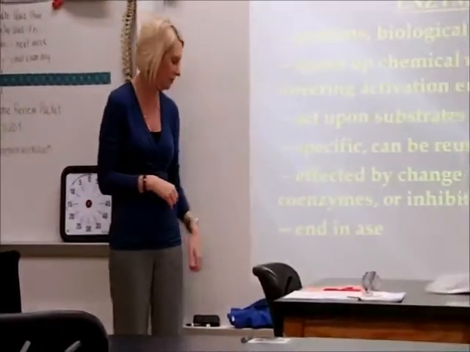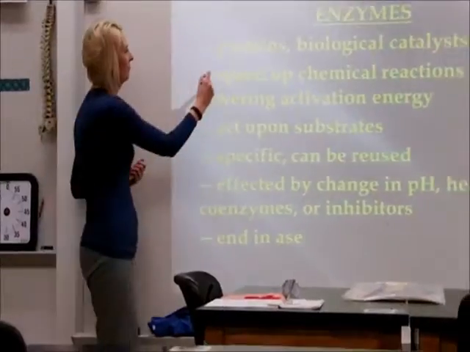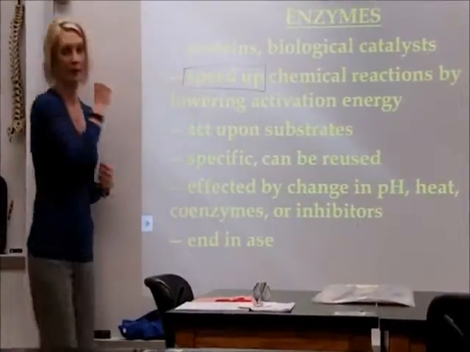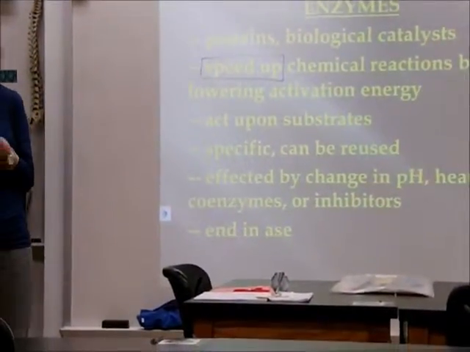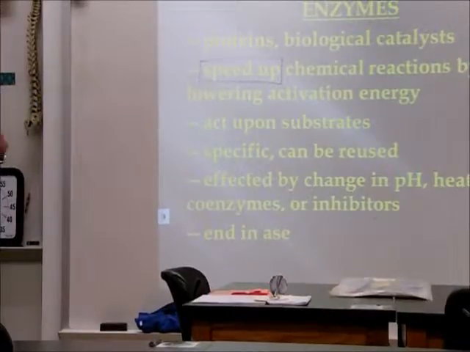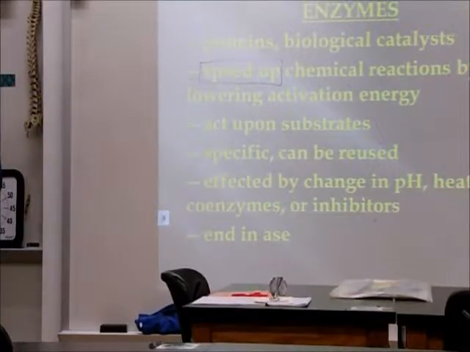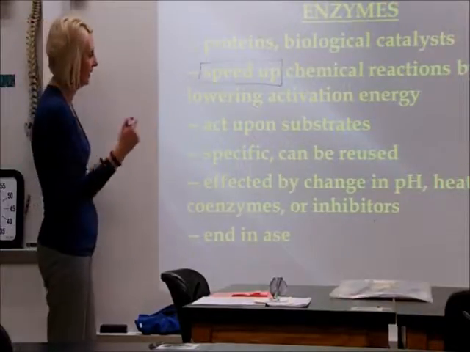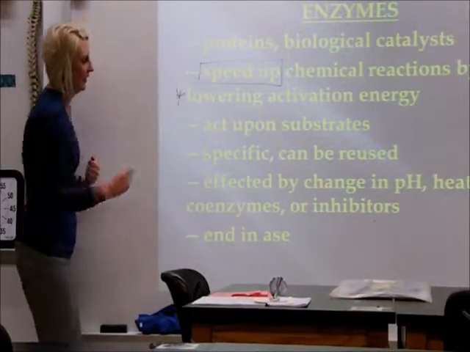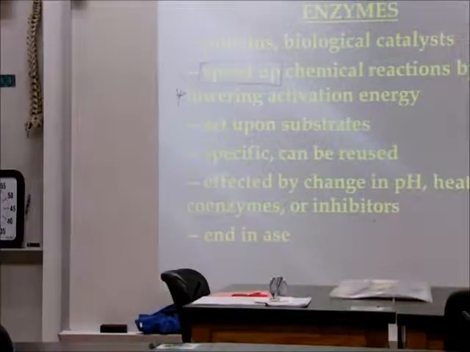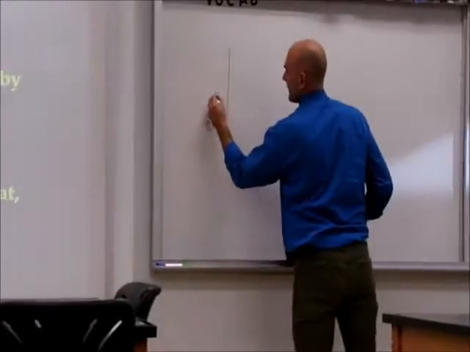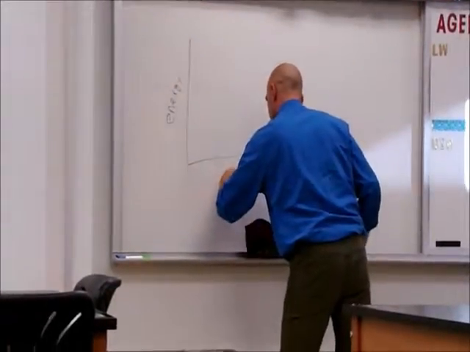What does an enzyme do? It speeds up reactions. That's their primary function. Reactions would not happen, or they would happen too slow if we did not have enzymes. So they're going to speed it up, and they do this by lowering the activation energy. And Mr. Lyons is going to draw a beautiful graph that you may see on the Keystone exam.